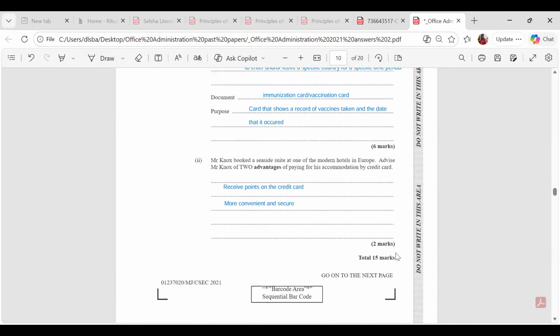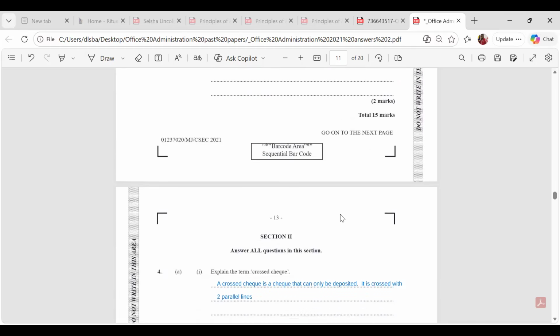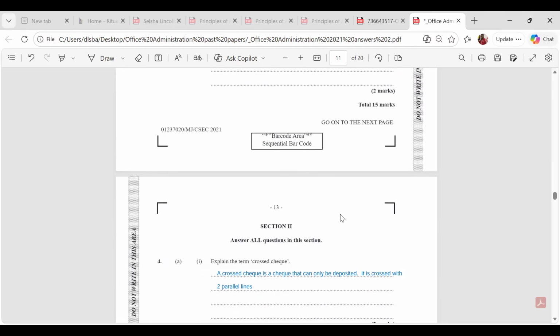And then you have Mr. Knox, who booked a seaside suite at one of the modern hotels in Europe. Advised Mr. Knox on two advantages of paying his accommodation by credit card. You know, there's more security. When you use the credit card, you could earn points and rewards. You could also use the credit card to book it in advance and pay for it in advance.